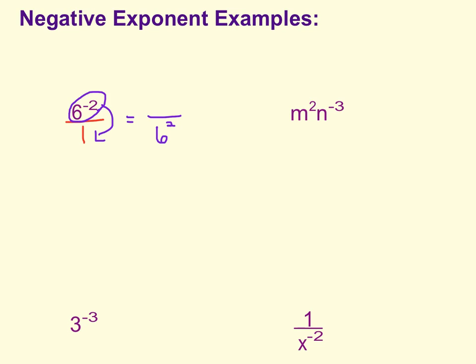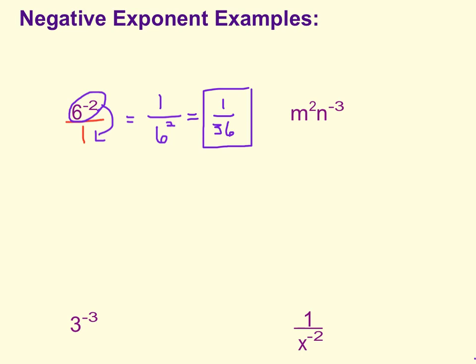And because there's nothing left on the top, over here, the exponent and its base move, so there's nothing out front. We're just going to leave a 1 in its place. So 1 over 6 squared. And then from there, we can say, well, we know what 6 squared is, so let's go ahead and say 1 over 36. That will be our final answer.